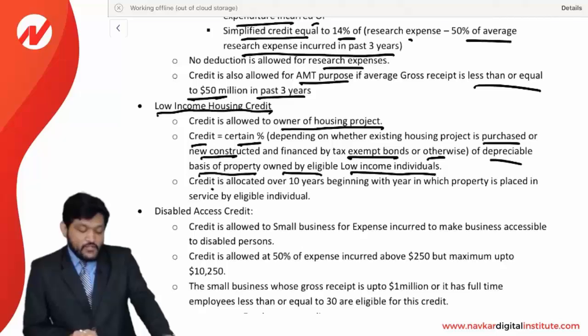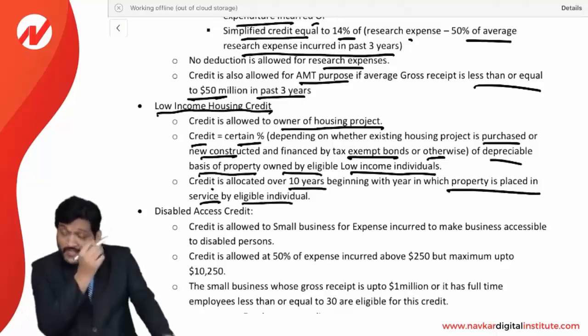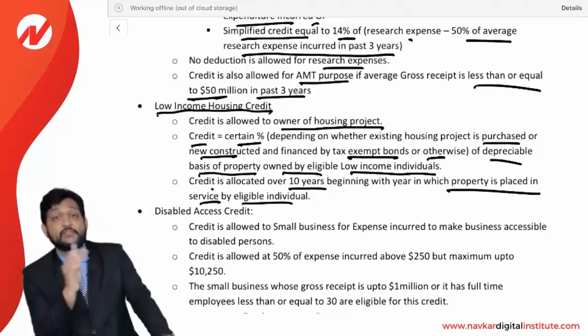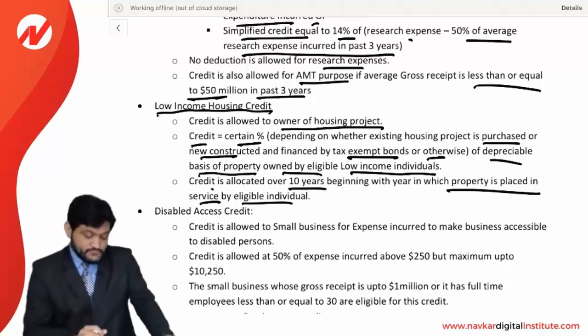Credit is allocated over 10 years, beginning with the year in which the property is placed in service by the eligible individual. Look at the word: credit will be allowed over the next 10 years. It will be divided over 10 years, starting with the year in which the property has been placed in service by the eligible individual. And who is the eligible individual? It means a low income taxpayer, a low income individual.